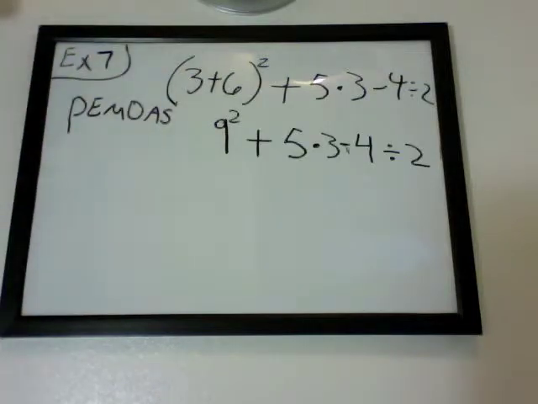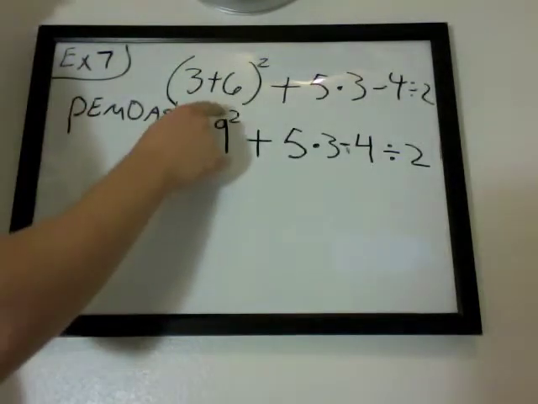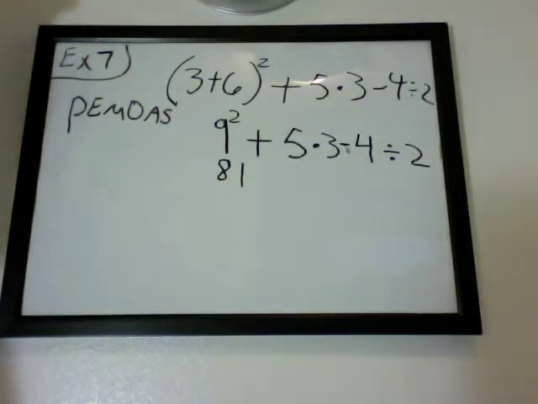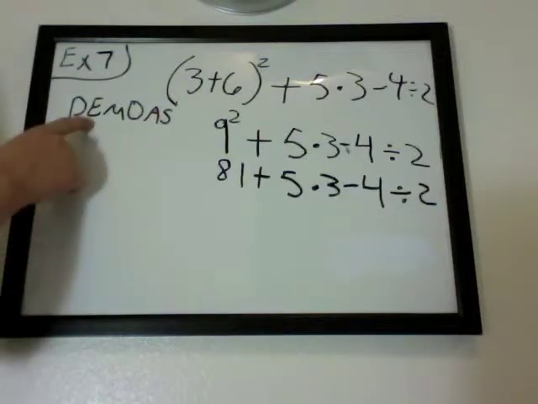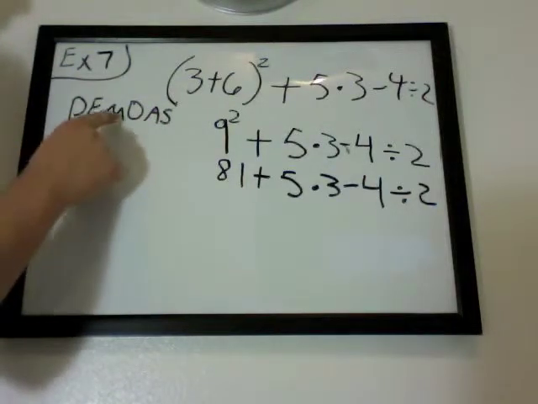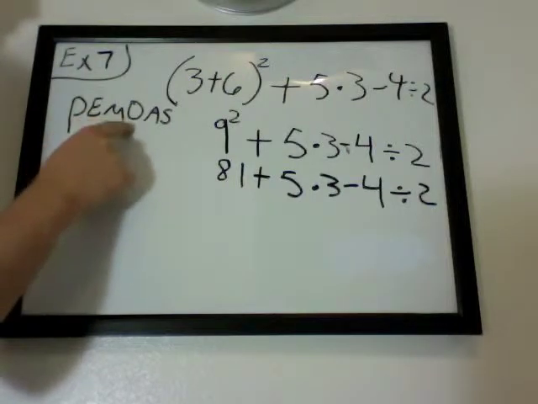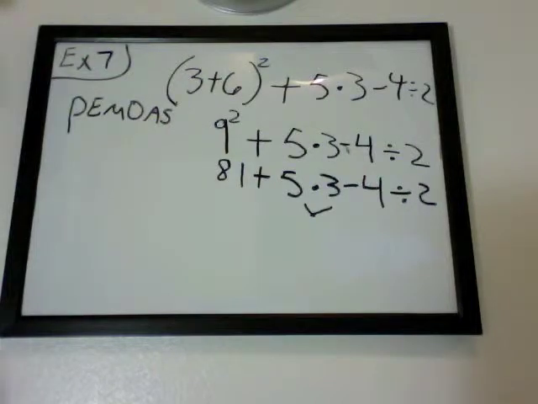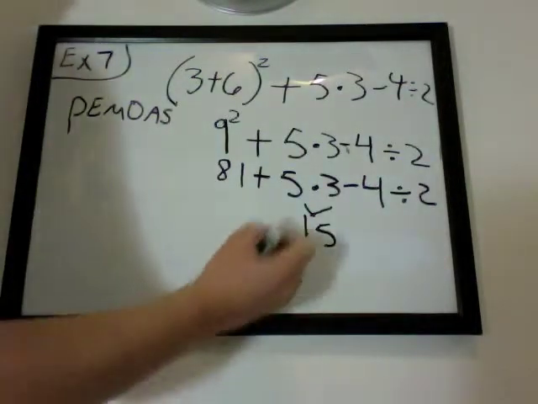Next, you're going to take care of your exponent. 9 to the 2nd power, so it's 9 times 9. And we know what that is. 81. Now bring everything else down. Let's look at PEMDAS. We took all the parentheses, took all the exponents we have. Now let's take multiplication and division left to right. So we multiply now. 5 times 3, we got 15. Now bring everything else down.